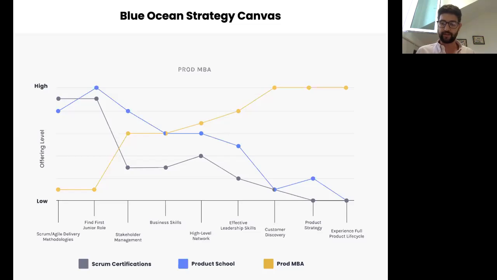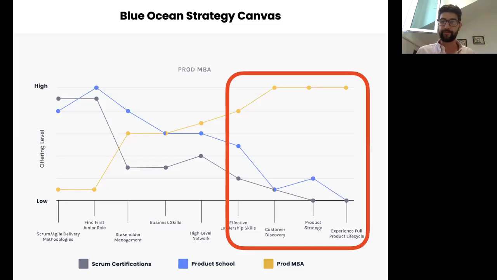And here's the Blue Ocean strategy we put together for the Product MBA itself. If you look at the left, we don't even try to compete on many of these factors, like Scrum, for example. There are programs that are better than us at that, and we're fine with that. We say, look, that's the red ocean over there that we're going to stay away from.